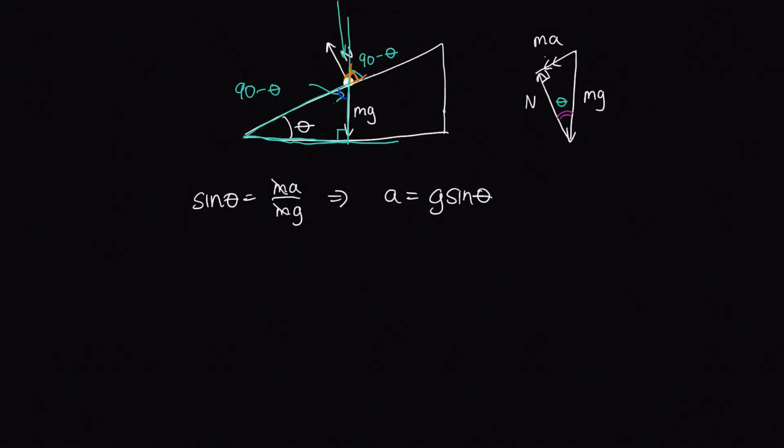Now, the other thing which it would be good to find out is, well, what's the magnitude of the normal force N? So we can use this same triangle and say, well, cos theta is equal to adjacent, which is N, over the hypotenuse, which is mg. So rearranging this, we end up with N is equal to mg cos theta. So now we have the magnitude of the normal force, and we know that it's up and perpendicular to the plane.